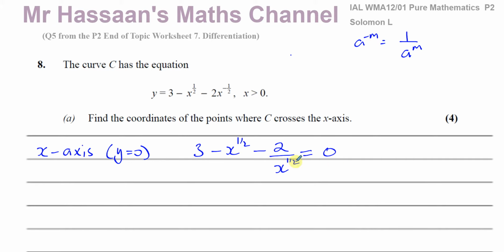Now the reason I did that is because I like to write it in this form so I can see that I have a denominator of x to the power of a half, and I want to get rid of this denominator in order to solve this equation. It just makes life easier.